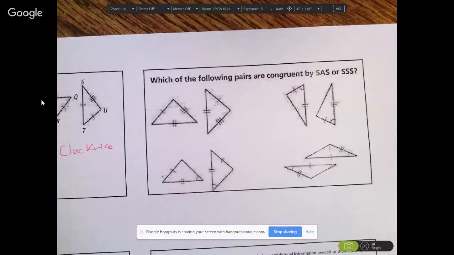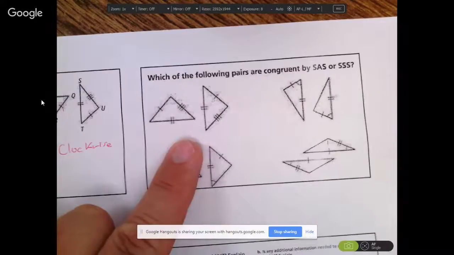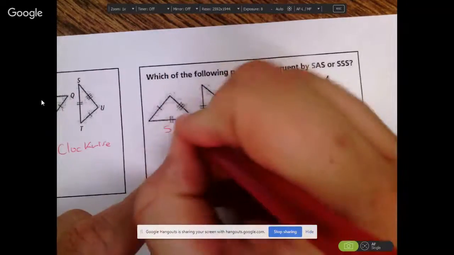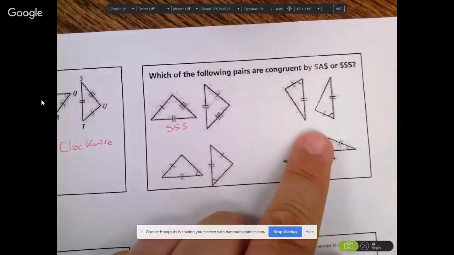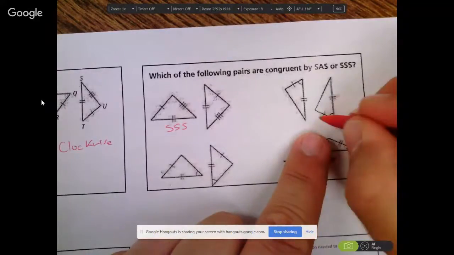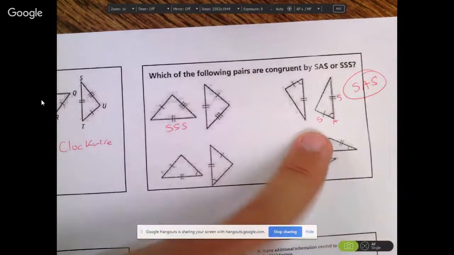So you go through a lot in geometry where people get confused on which postulate to use and when you can use it. So which postulate would I use with these two triangles? Because we know 3 sets of congruent sides. How about this one? So we have a side, we have an angle, and we have a side. The key is that the angle has to be between the two sides. How about this one?